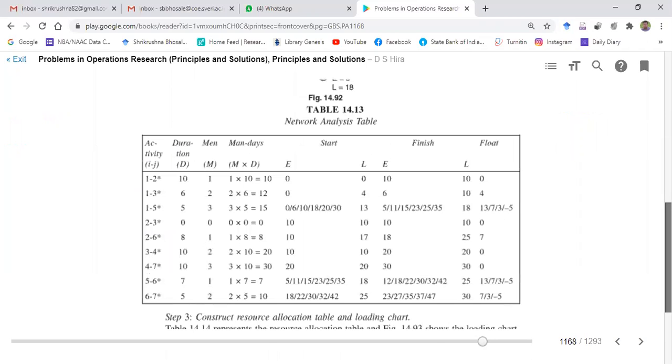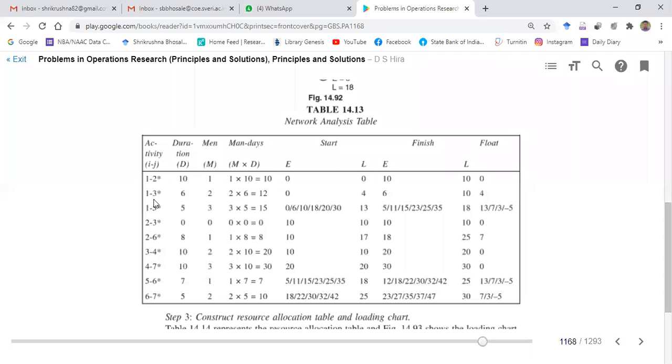What is this NAT table? That is the network analysis table. In this particular case, for the first activity, 1 to 2, 10 days are required, and man required is 1. So 1 into 10, 10 man days are required.